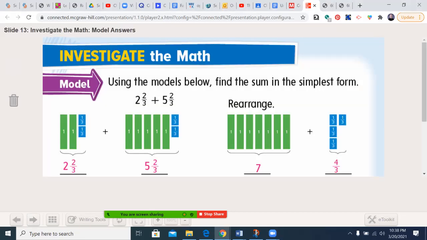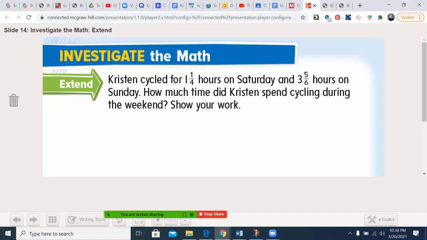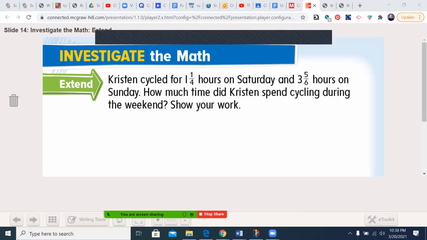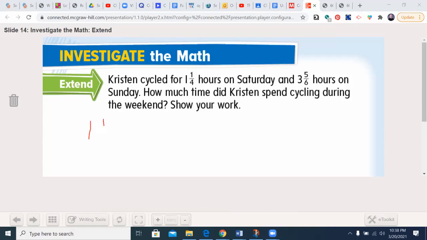Let's move a little forward here. See the answers. Kristen cycled for 1 1/4 hours on Saturday and 3 5/6 hours on Sunday. How much time did Kristen spend cycling during the weekend? Show your work. So 1 and 1/4 plus 3. Oops. You see that I've made an error. Fortunately, I caught it. You want to make sure you write it big enough. 3 and 5/6.